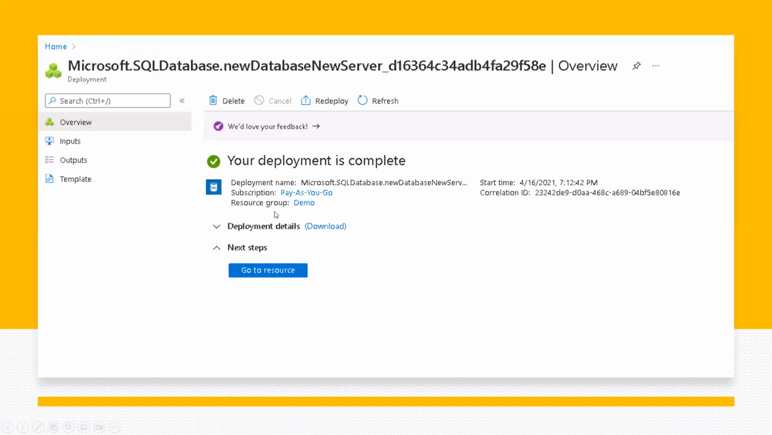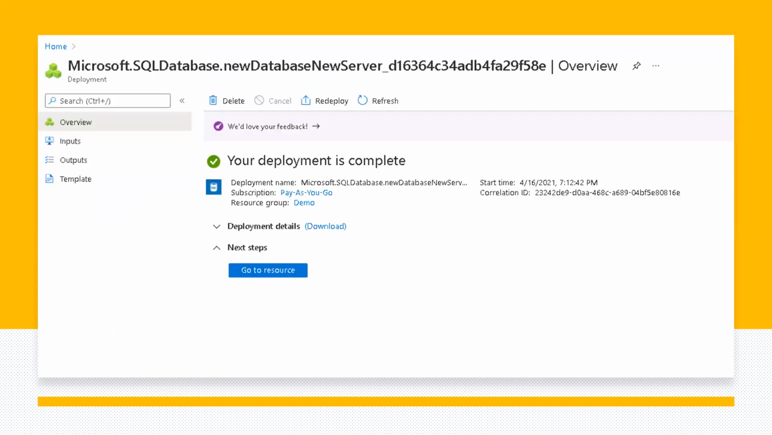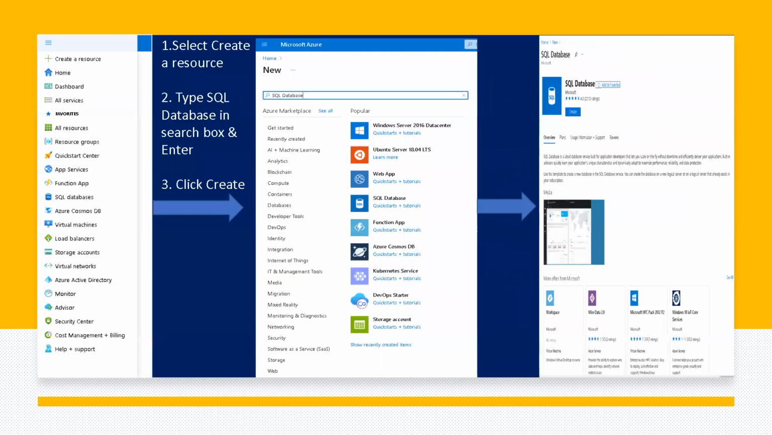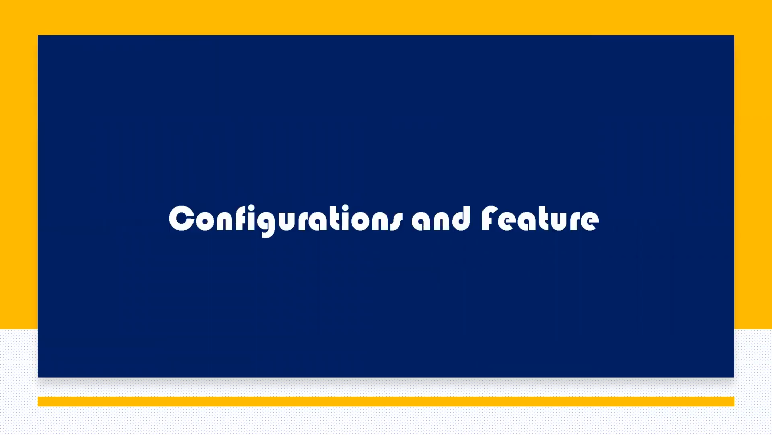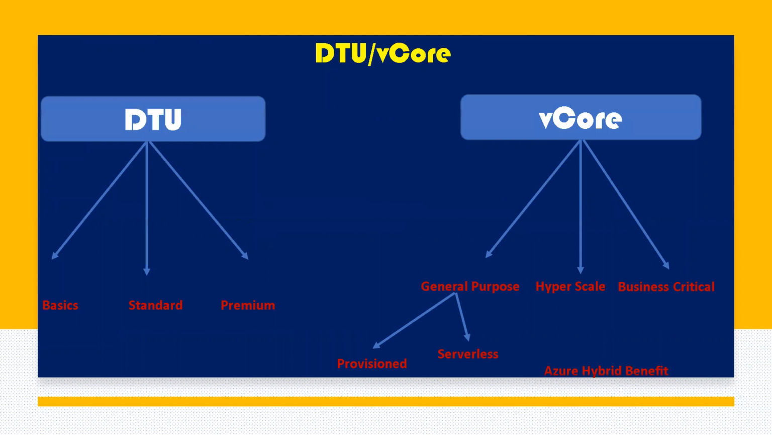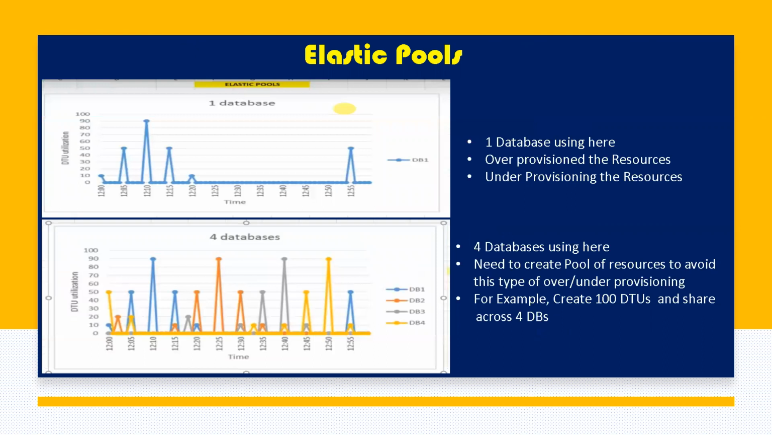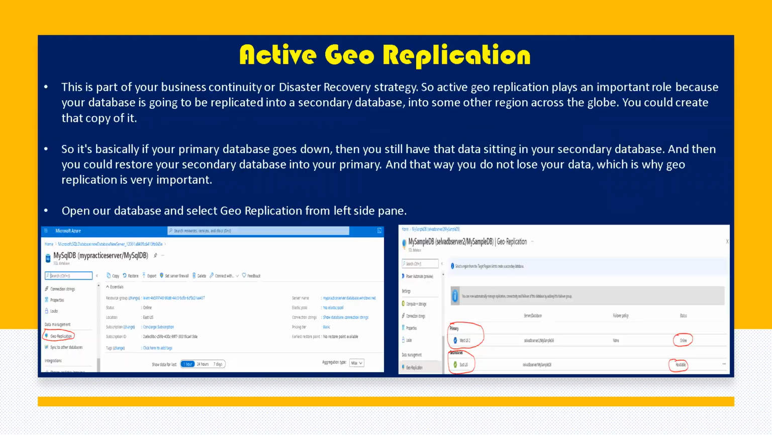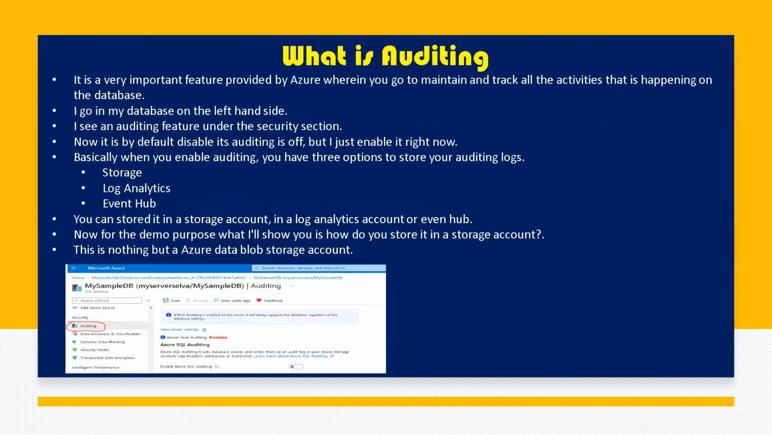So this is the way we can create our database. In the database, we can create our table. Everything we can do like that. Fine. So the configuration and features: what is the configuration, what are DTU, vCore, SQL database continuity, elastic pools, everything we are going to see in great detail. Each topic will take an individual session. Only then we'll come to our big data introduction.